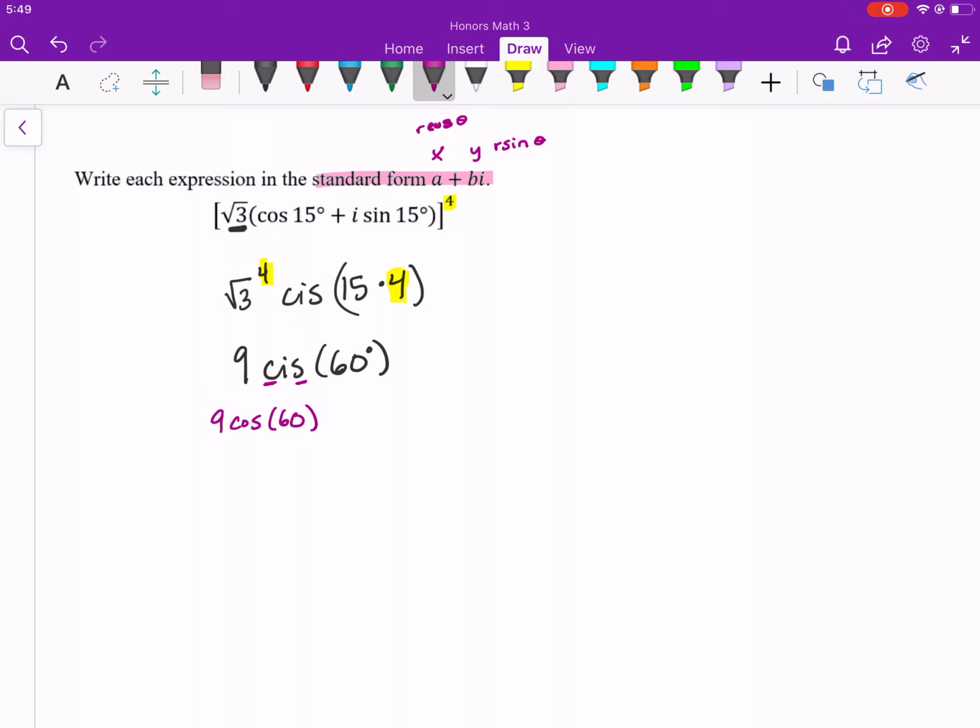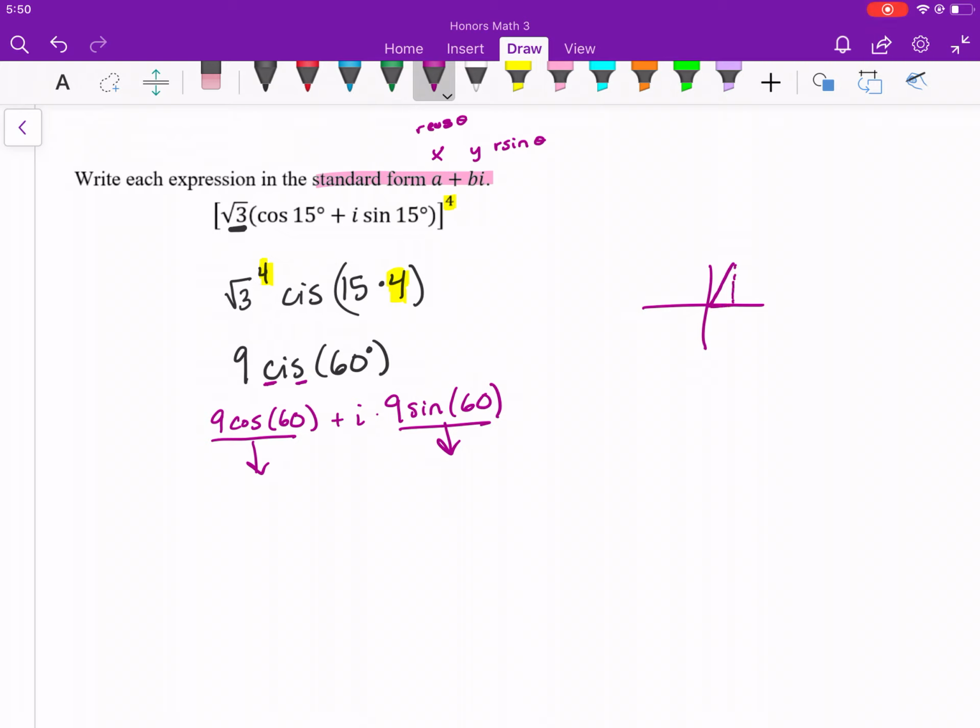Because to find our x value, we just need to figure out what 9 cosine of theta is. And then to find our y value, we just need to find out what 9 sine of 60 degrees is. Okay, so it's going to be just some unit circle math. If the angle doesn't happen to be in your unit circle, you just use your calculator, you type it in. So 60 degrees though is a value that we have an exact answer on. So 60 degrees is about right here.